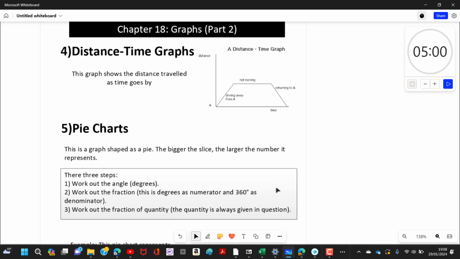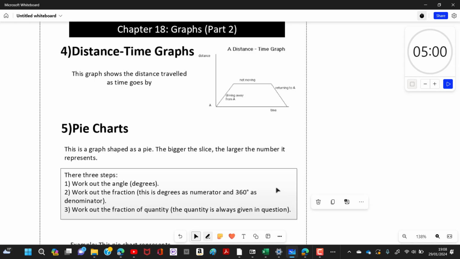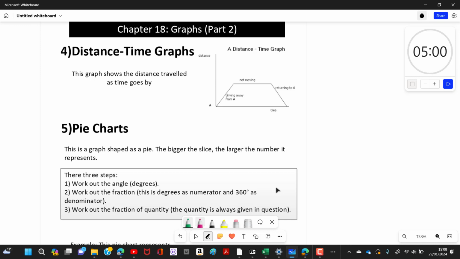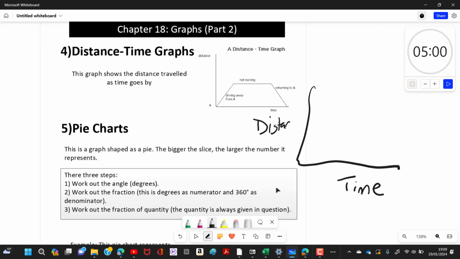Okay, so here you normally have a graph. On the horizontal axis, or the x-axis, you have time, and on the y-axis, or the vertical axis, you have distance. So a distance time graph tells you how much distance you travelled across the time, how much distance you travelled as time passes by. So if you make a note, write that down.